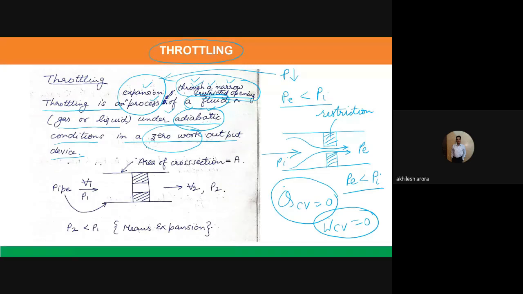Suppose I talk about your home, can you find any such device where this type of thing can happen? Give an example. Sir, the tap. Like a conical flask, where one side is big and one side has a small hole, used to transfer a liquid into a bottle.